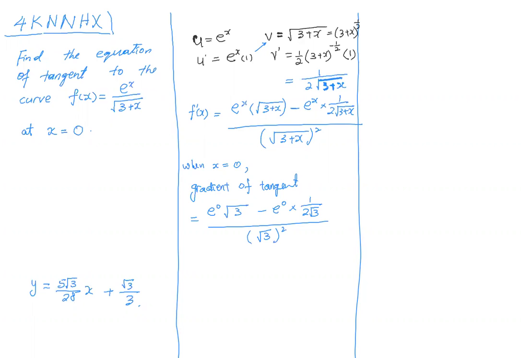Okay, then you start to simplify. E to the power 0 is 1. So this is square root of 3 minus 1 over 2 square root of 3. Okay, you can do like that. Times by 1 over 3. Are you okay? So this one will be 2 times 3 minus 1 over 2 square root of 3. You know what am I doing, class?